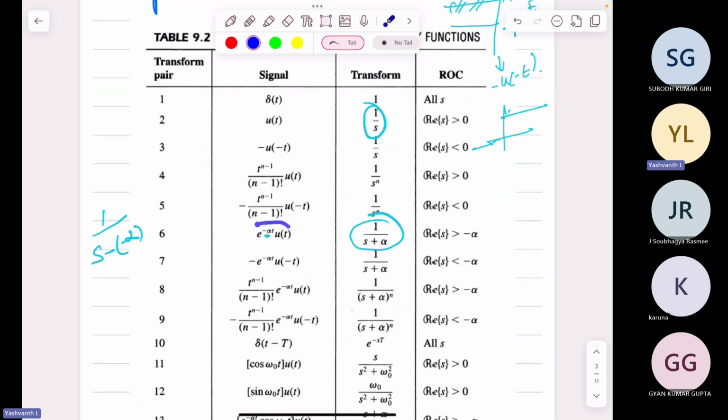You see, e power minus alpha t, you have shifted by a value of alpha. So early we had only u of t, whose Laplace transform is 1 by s. But now you have multiplied with e power minus alpha t. So in the Laplace transform of u of t, s will be shifted by an amount of alpha. That's why it is 1 by s plus alpha. Just by using the properties of the Laplace transform, you can make out. That is one way, or you go with the definition of Laplace transform, evaluate the integral, and you can show it is 1 by s plus alpha.